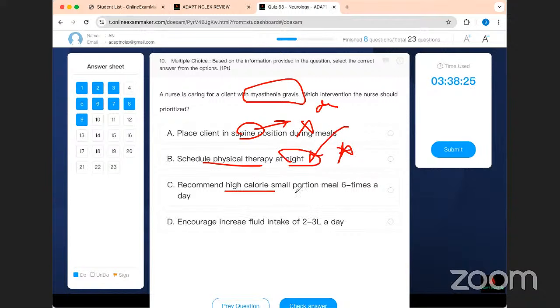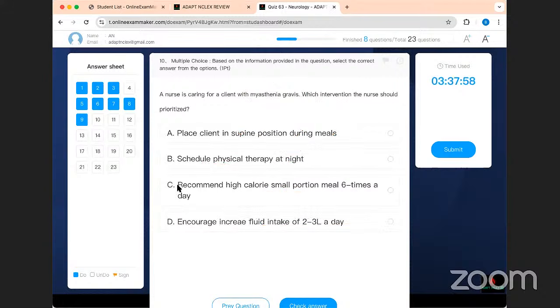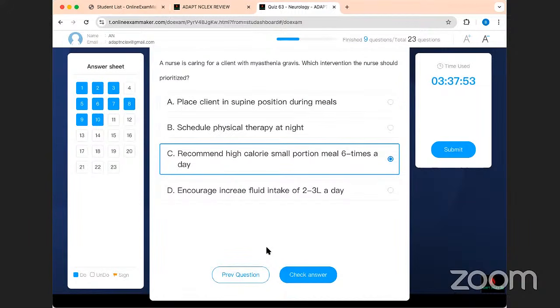Recommend high calorie, small portion meals 6 times a day, or encourage fluid, 2 to 3 liters of water a day. You got to be careful. They may aspirate, so they have to have some fluid that is thick that they cannot aspirate on. High calorie, small frequent meals means you want them to eat multiple times a day. That is good because they're going to have a swallowing problem. So eating more frequent meals is much better for these patients rather than giving them a large meal at a time, to prevent aspiration.